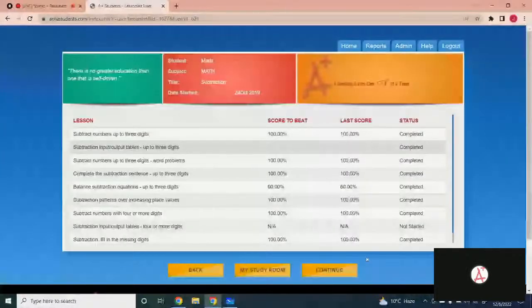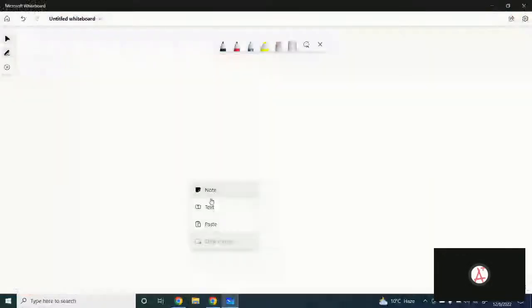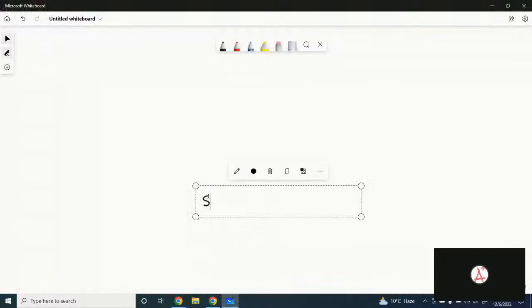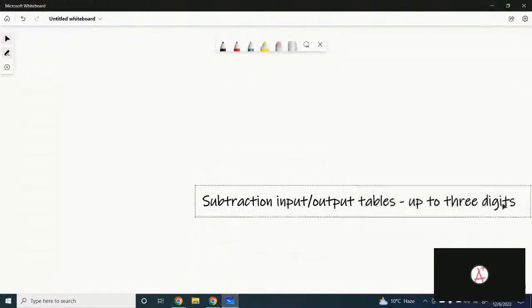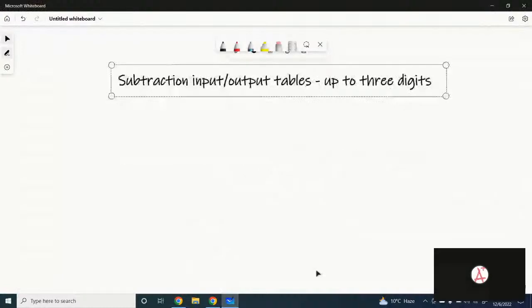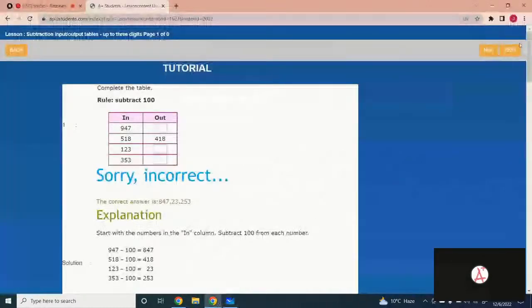Okay, then let me write down the lesson name. The lesson name is subtraction input output tables up to 3 digits. Okay, let's start with the test questions.